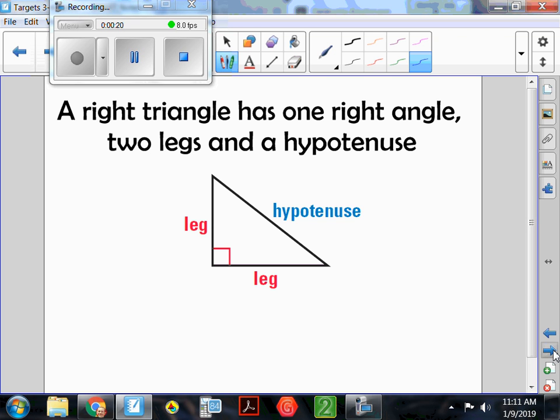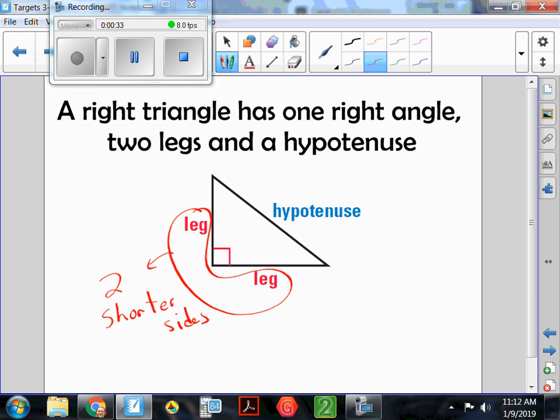In every right triangle, there's a right angle, two legs, and a hypotenuse. The legs are always the two shorter sides in the right triangle. The hypotenuse is always the longest side in the right triangle. The hypotenuse is also always across from the right angle. So you need to know which one's the hypotenuse no matter what when you're doing the Pythagorean theorem.